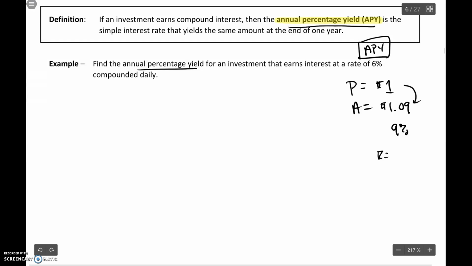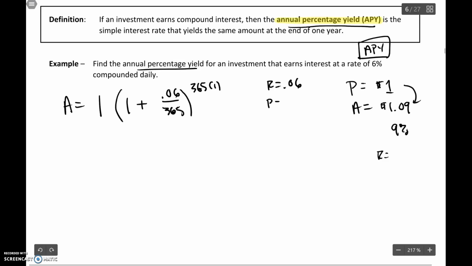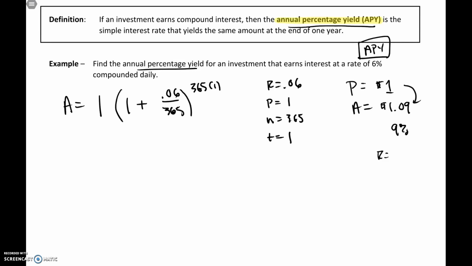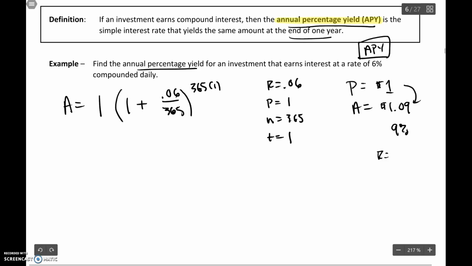So find the annual percentage yield for an investment that earns an interest rate of 6% compounded daily. So how much are we going to have at the end? If I invest $1 compounded daily, so that's going to be 0.06 over 365, and I want to invest it for 1 year, 365 times 1. So we take our interest rate, we say we're going to invest $1, we compound it 365 times per year, and we just put in 1 year for our time because we want to know how much you can have at the end of the year.